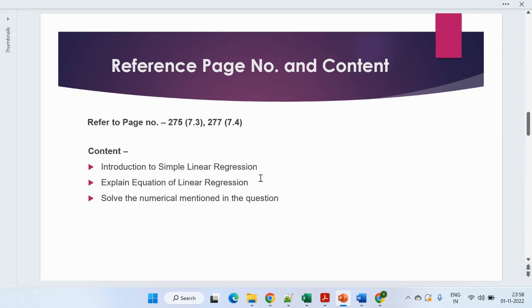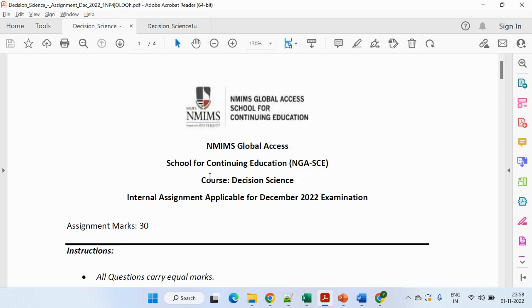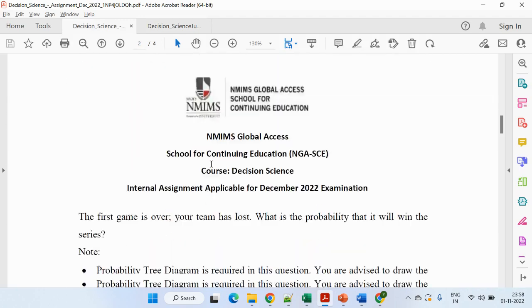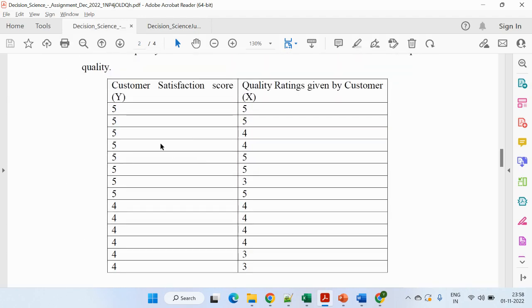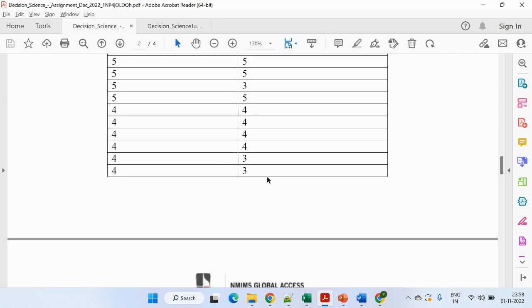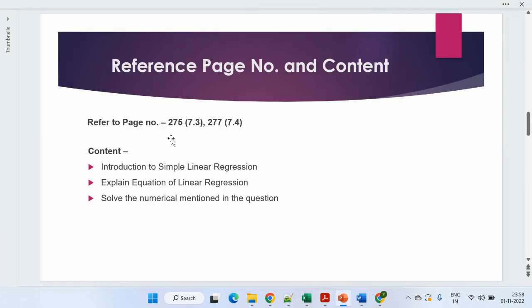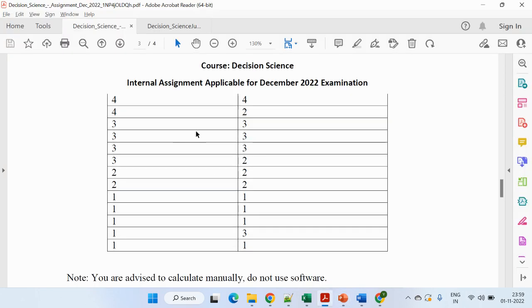It's pretty much straightforward, wherein you just need to draw the relationship between the two events y and x, which is being mentioned in the question. So I have not pasted it because it was just too much. So you are having x values, you are having y values, right? What page numbers to refer? Going to page number 275 and 277.